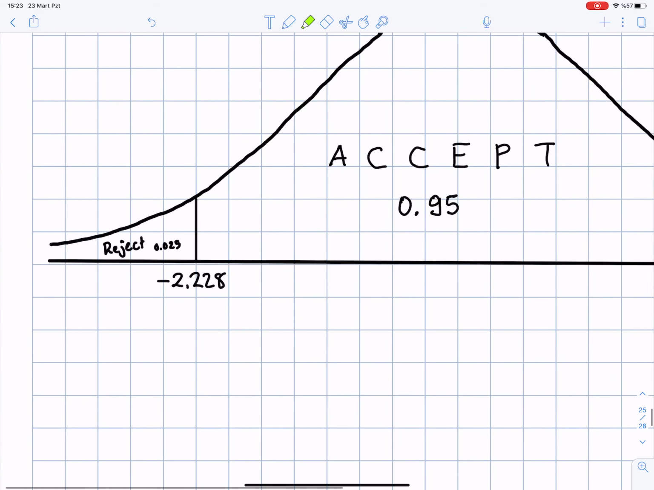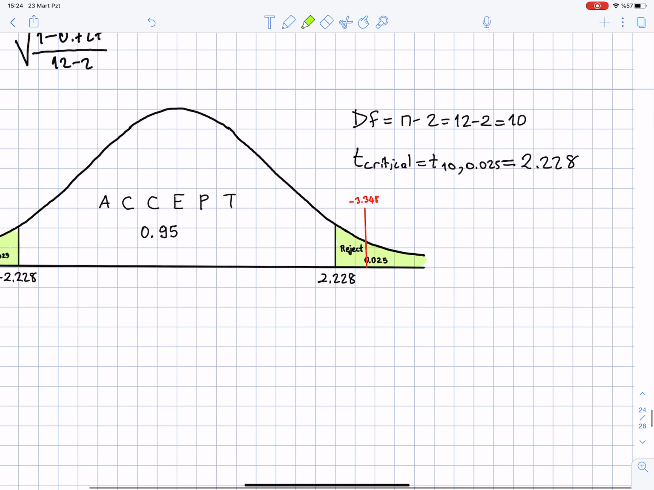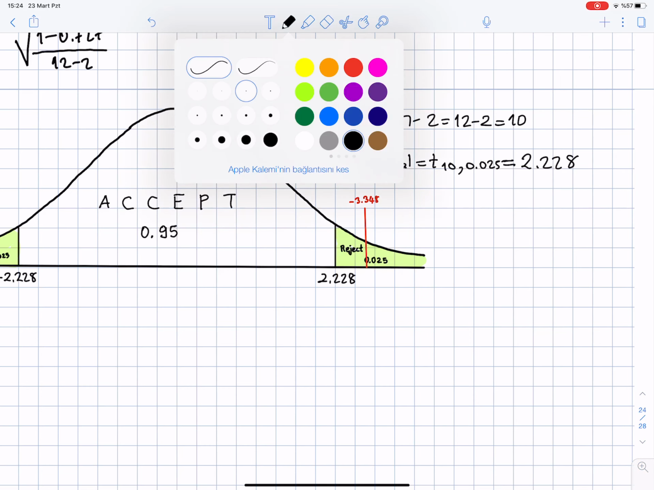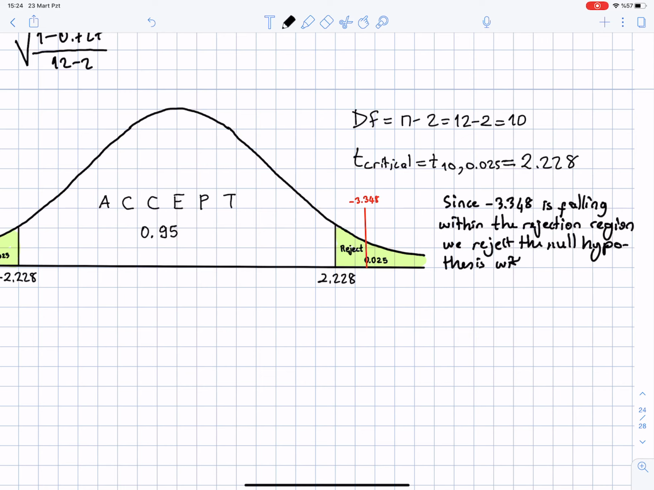Since minus 3.348 is falling within the rejection region, we reject the null hypothesis with alpha 0.05 level of significance.